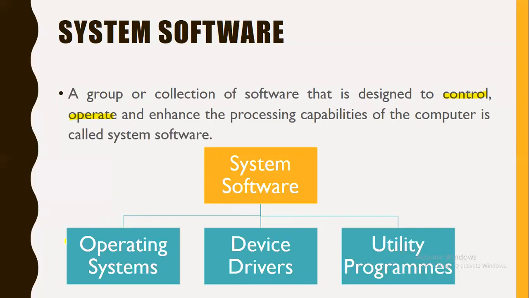Now, there are basically three types of system software. One is operating system, second is device driver, and the third is utility programs. We will discuss these three types in detail, but in today's lecture, we will discuss only the operating system.